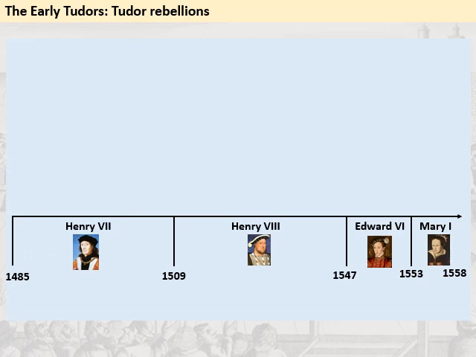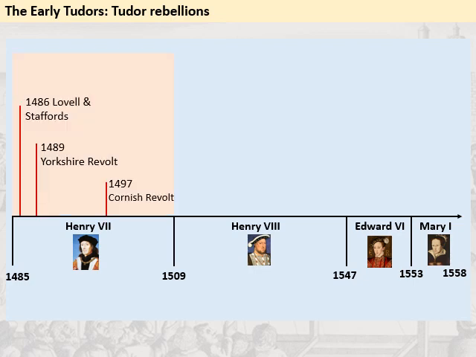Here's a timeline of our early Tudor monarchs, and we'll complete this with rebellions and work our way through from 1485 to 1558. So let's start with Henry VII, and we're going to look at three rebellions in his reign.